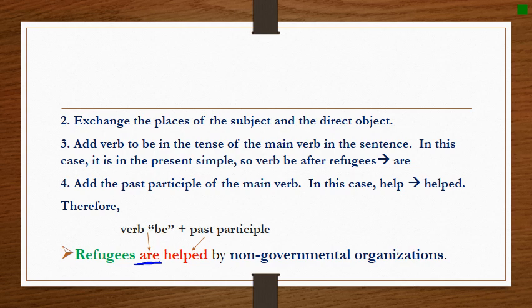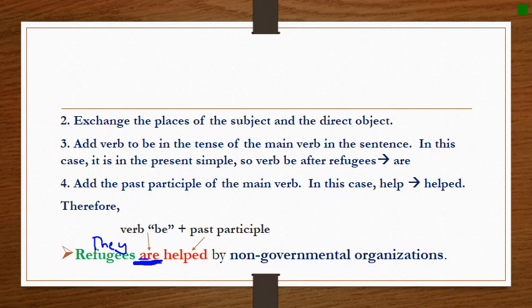In what tense is help? Help is in the present simple, so I have to write verb to be in the present tense. Refugees meaning they. What does it take? Is, am, or are? It takes are. And the past participle of help, the main verb, is helped. Past participle of a regular verb is the same as its past tense, remember? Refugees are helped by non-governmental organizations.